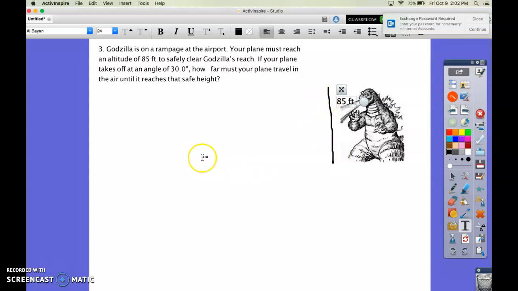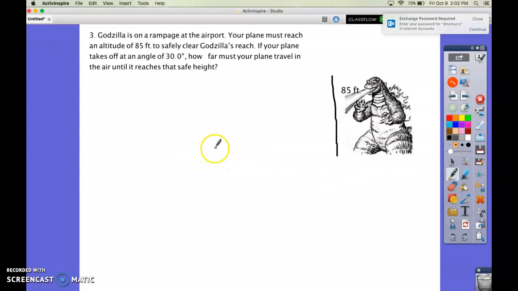Now, we know our plane is off over here somewhere. I'm going to draw a fuselage with a tail on the end of it, and we'll have a wing coming out that side and a wing coming out this side. Not perfect, but that's our plane. And it's going to have to fly over Godzilla and get up at least 85 feet up in the air. Then the third side of our triangle would just be this straight line across the ground here.